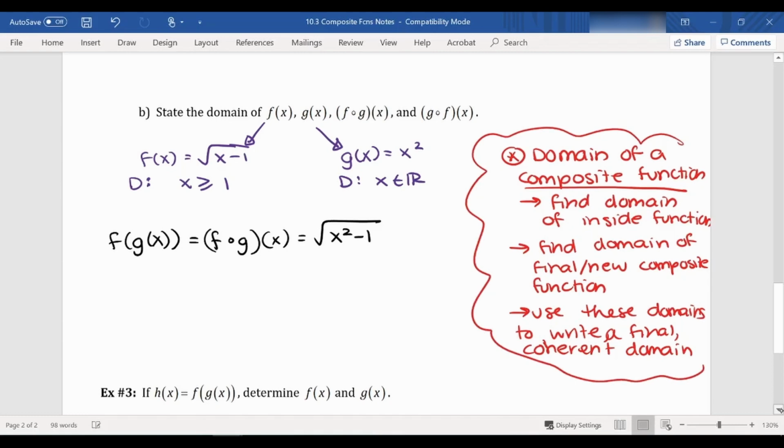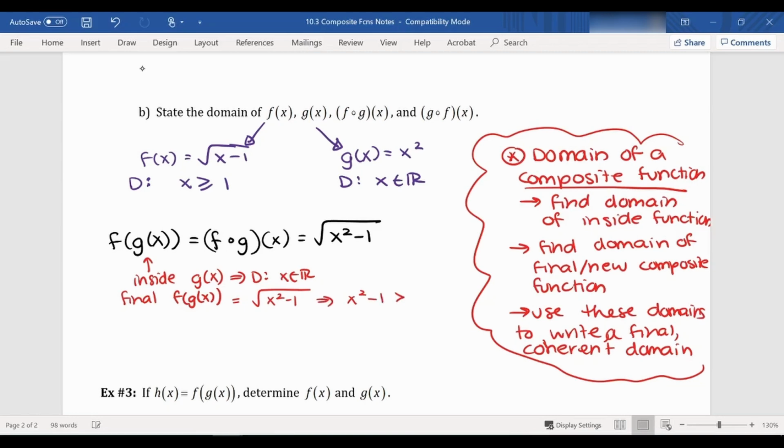Okay, so for this first one here, our inside function is g of x, and your domain was all real numbers. Our outside function, or our total final composite function, is f of g of x, and our f of g of x here is square root of x squared minus 1. Now we know that this means x squared minus 1 needs to be bigger than or equal to 0, which means x squared needs to be bigger than or equal to 1.